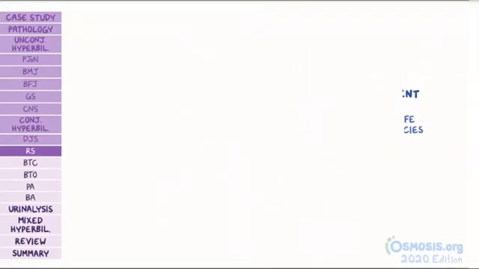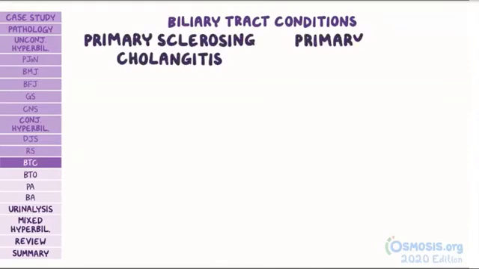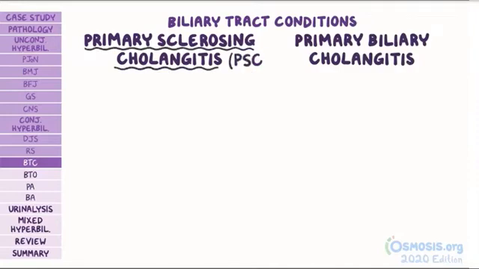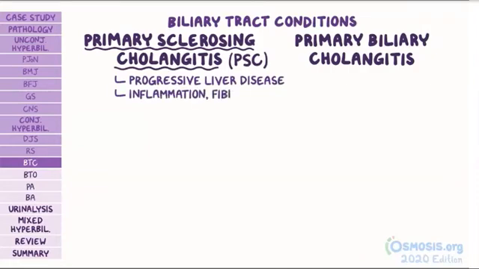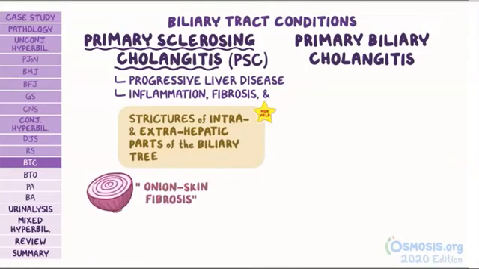Conjugated hyperbilirubinemia is also associated with biliary tract conditions, such as primary sclerosing cholangitis and primary biliary cholangitis. Primary sclerosing cholangitis, or PSC, is a progressive liver disease characterized by inflammation, fibrosis, and strictures of both intra- and extrahepatic parts of the biliary tree. This is classically described as onion skin fibrosis because, on histology, it looks a bit like an onion skin, with concentric rings of fibrosis around the bile duct.